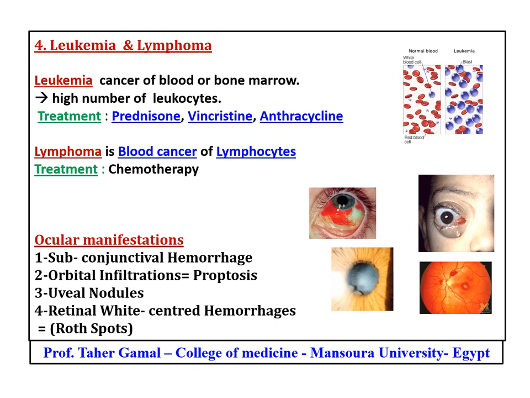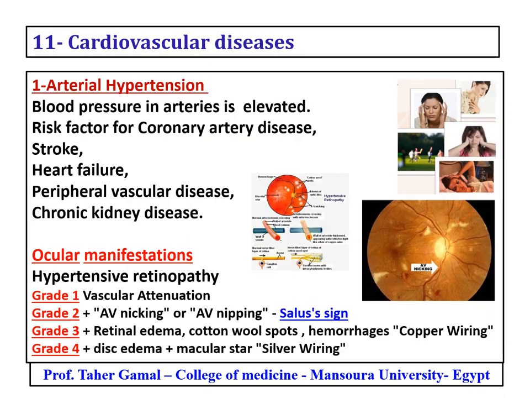Leukemia is a cancer of blood or bone marrow, with a high number of leukocytes. Treatment is prednisone, vincristine, anthracycline. Lymphoma is blood cancer of the lymphocytes, treated by chemotherapy. The ocular manifestation of leukemia and lymphoma is subconjunctival hemorrhage, orbital infiltration and proptosis, uveal nodules, retinal white-centered hemorrhage, Roth spot.